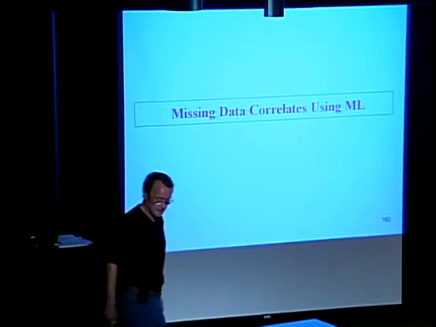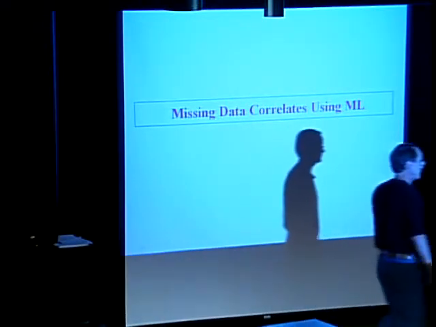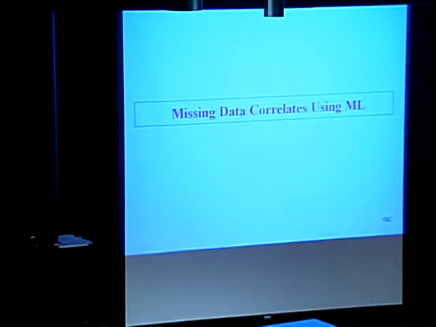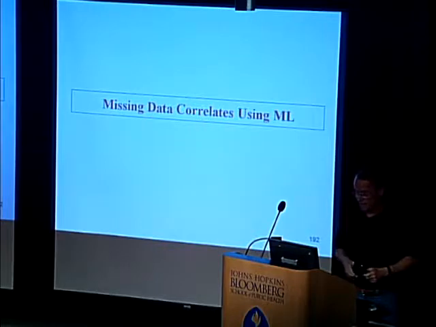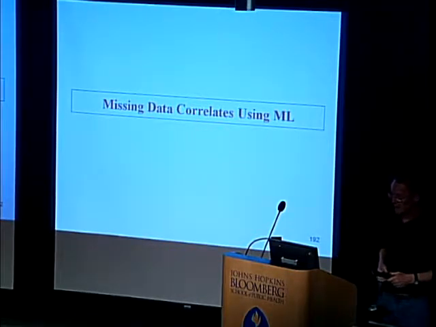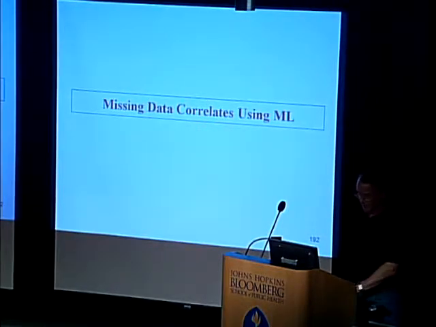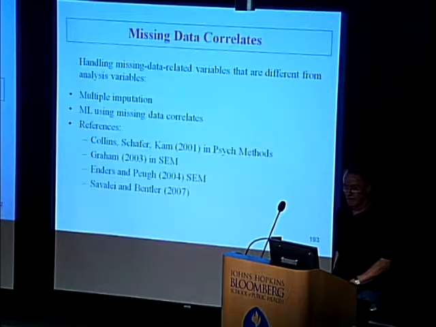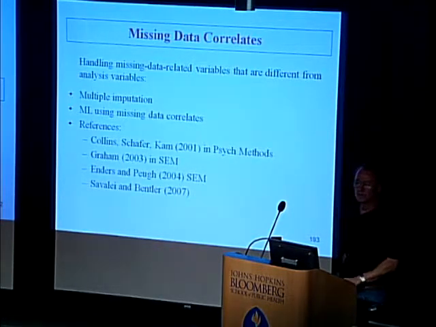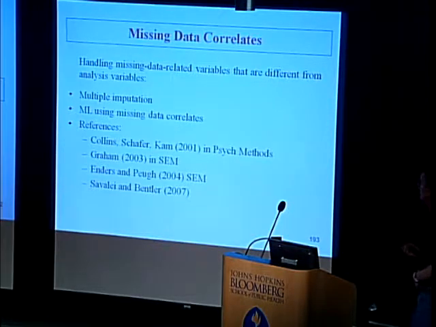Here's a section, missing data correlates using ML, that I'm going to skip because you can watch the movie. This one actually is in Camtasia format. That is, you watch it on the screen, you see a picture, and you hear a voice. And it's illustrated. It is referring to writing here in Psychological Methods.